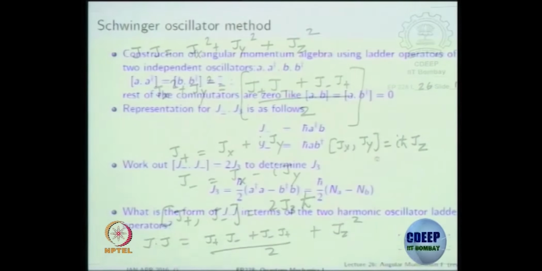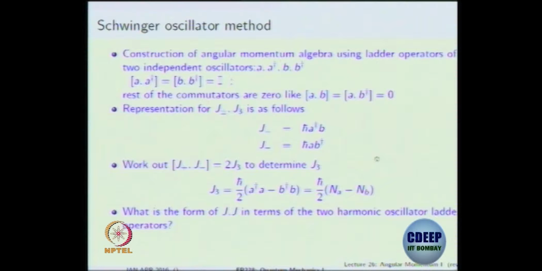So J plus is given to you and J minus is given to you, in terms of these harmonic oscillator ladder operators, two commuting, two independent harmonic oscillators, and J3 you have derived, but if you have not done so, please go back and check this. And using this, find what J dot J is. Please work it out. This is also an exercise for you. You will get the result for J squared.